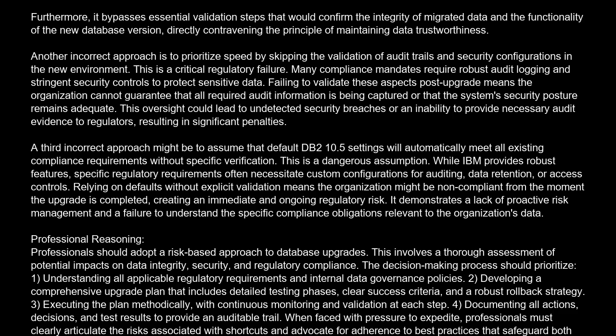3. Executing the plan methodically, with continuous monitoring and validation at each step. 4. Documenting all actions, decisions, and test results to provide an auditable trail. When faced with pressure to expedite, professionals must clearly articulate the risks associated with shortcuts and advocate for adherence to best practices that safeguard both the data and the organization's compliance standing.